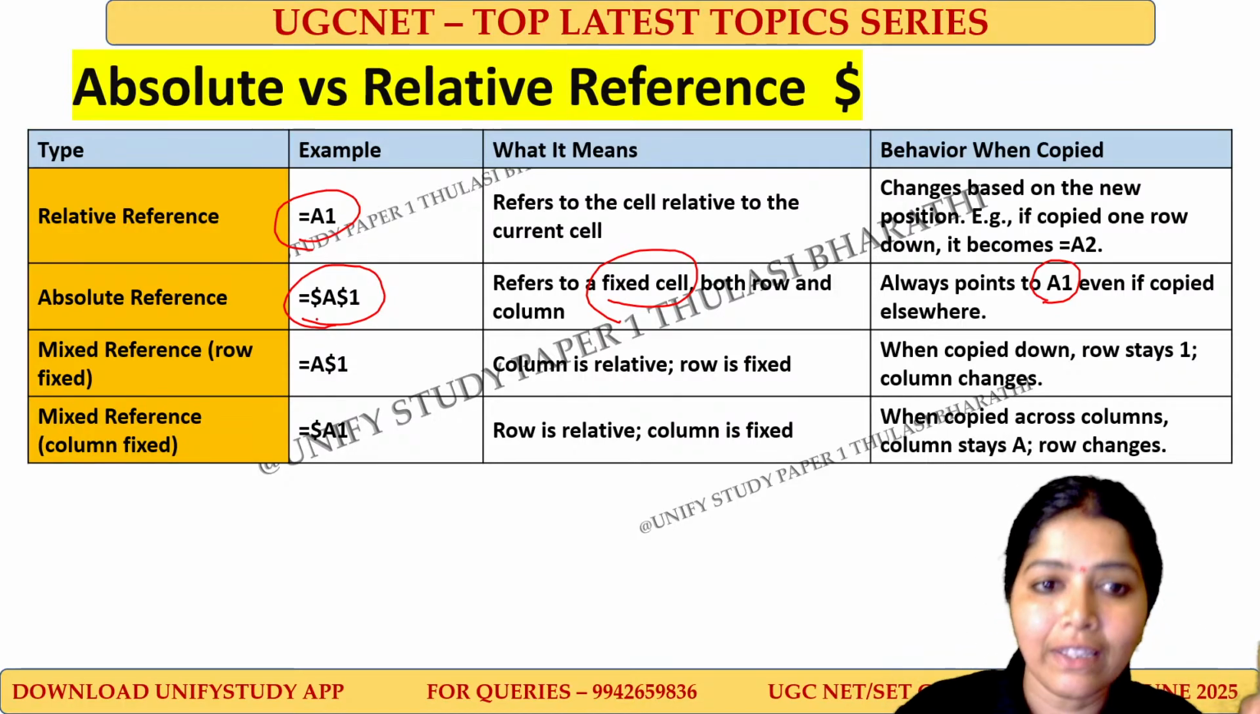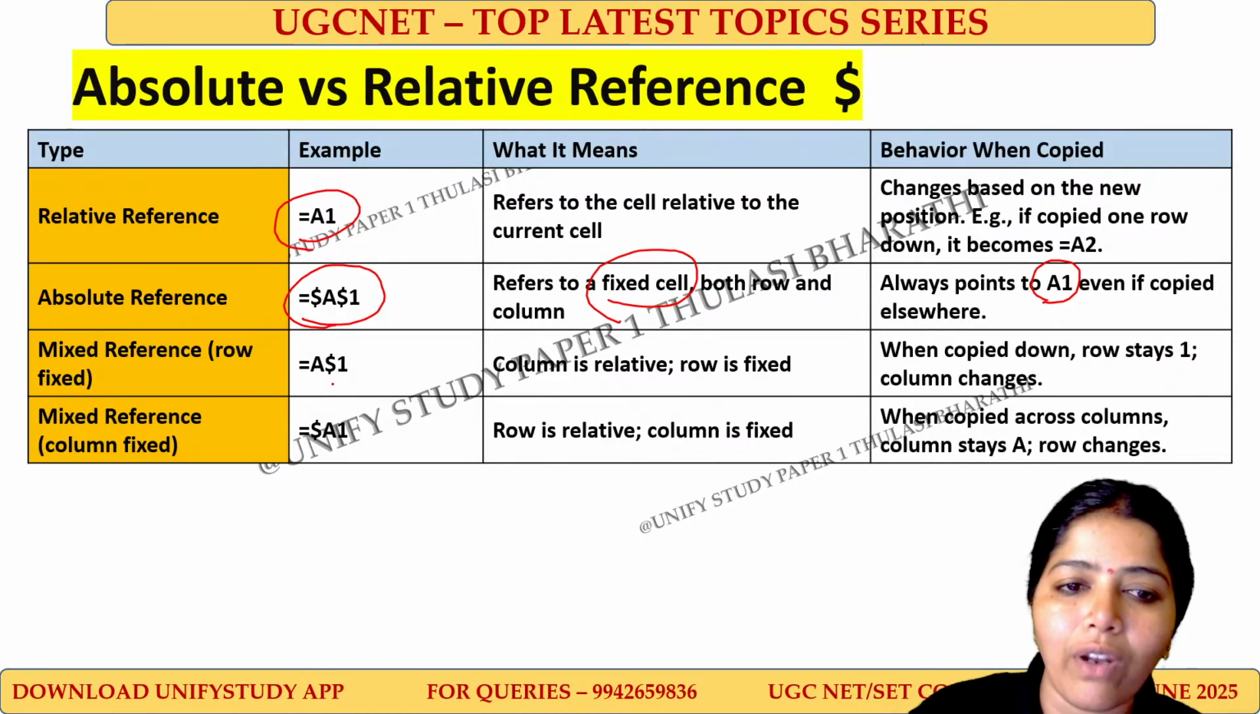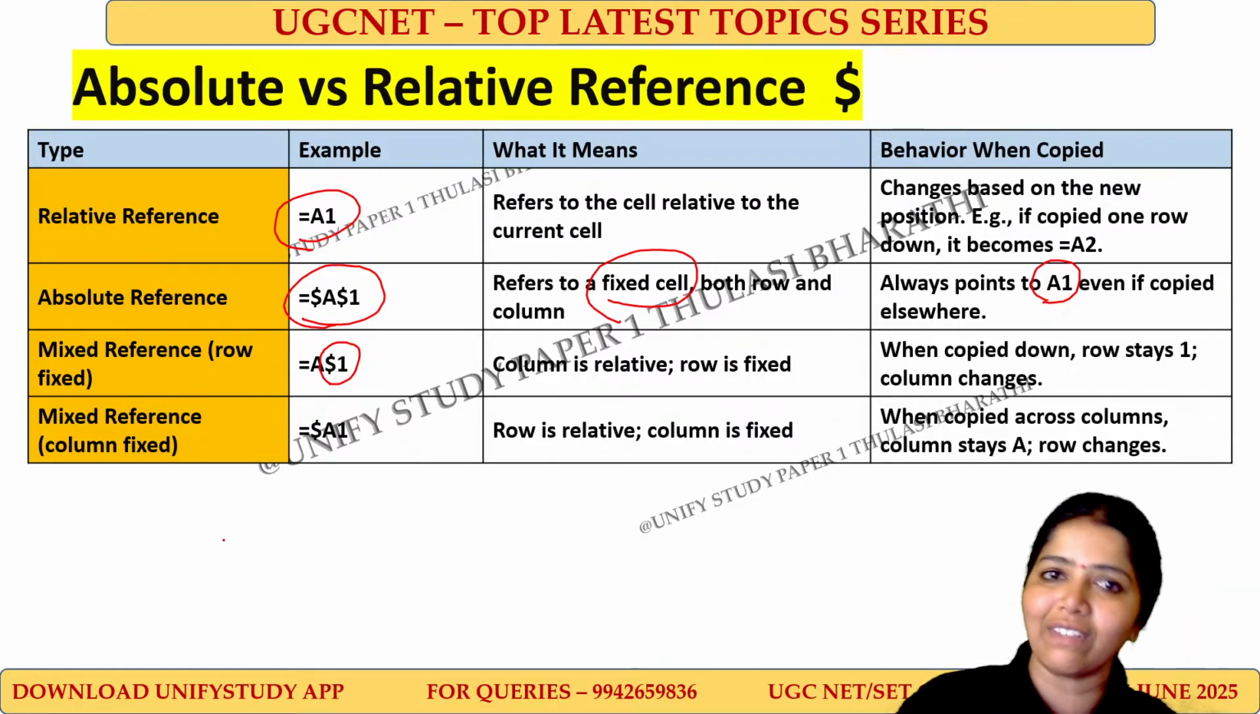Clear? Right. This example we will see in the upcoming slides with a question. Similarly, if I lock with A$1, then that row is fixed and the column will be relative, so it will be changing.